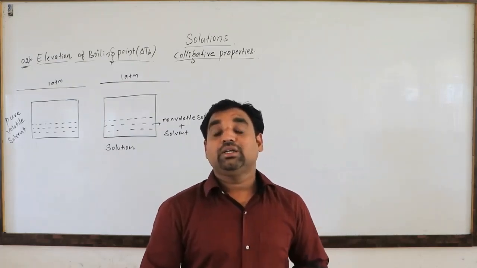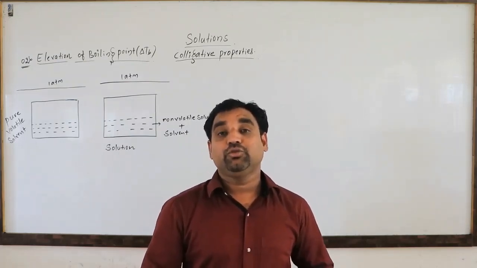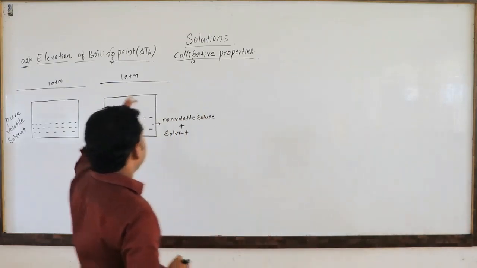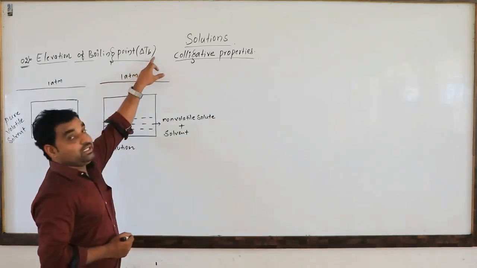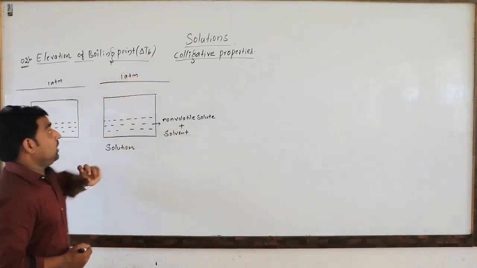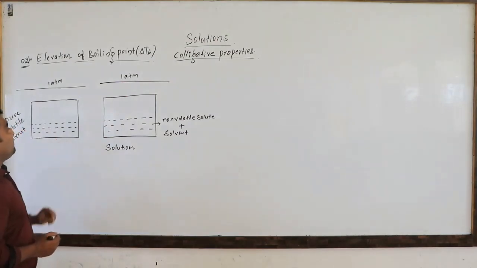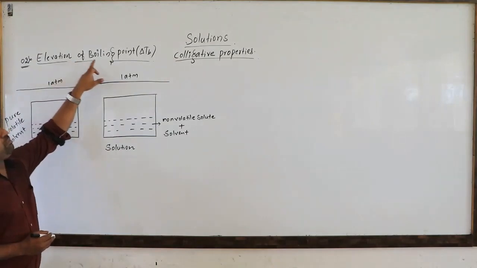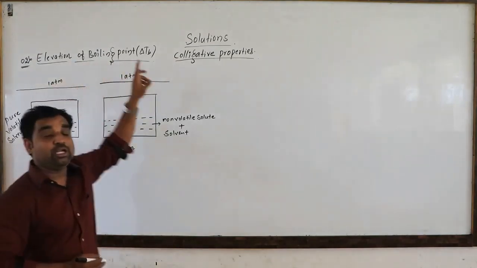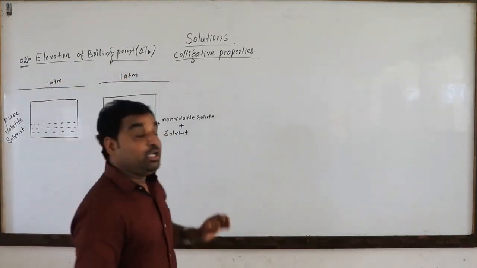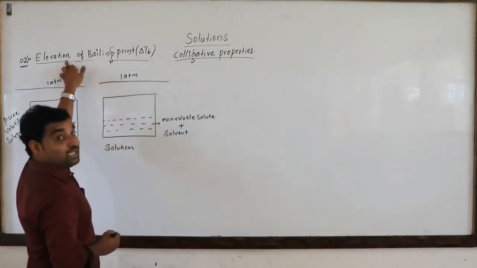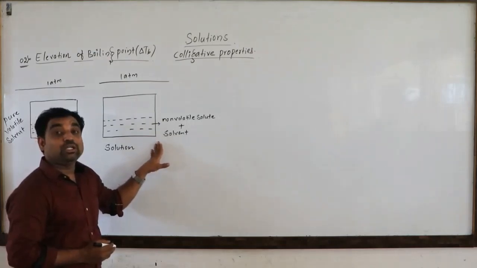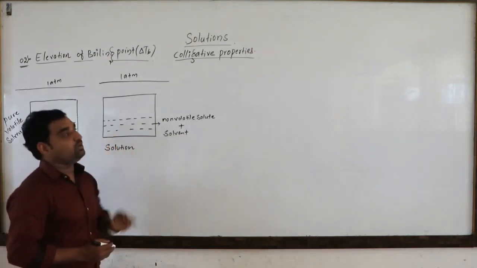In today's class, we will discuss the next colligative property, that is the elevation of boiling point. Elevation of boiling point is denoted by delta TB. So elevation in the sense increase in boiling point. Increase in boiling point of what? The boiling point of a solution will increase because a non-volatile solute is dissolved in a solvent. So that point you have to remember.